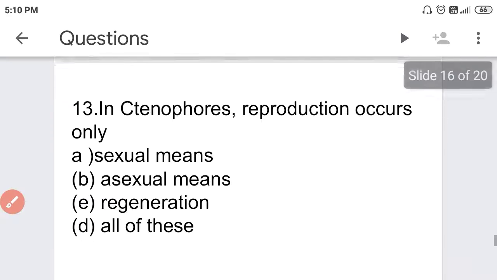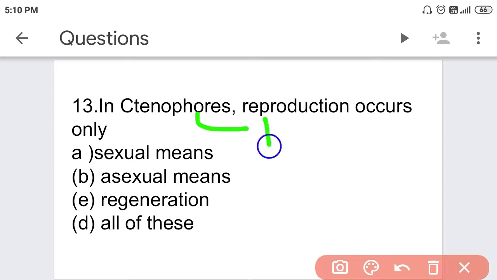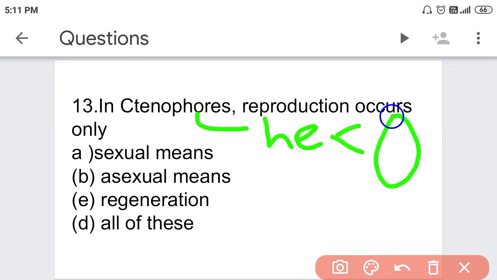Next question is, in Ctenophora reproduction occurs only by. Option A, sexual means. Option B, asexual means. Option C, regeneration. Option D, all of these. So as we all know, Ctenophora are hermaphrodite, which means male and female occur in the same body. Thus, it shows sexual means of reproduction. Okay.